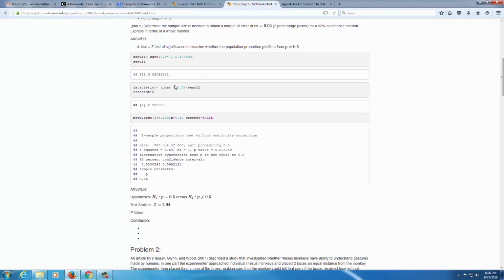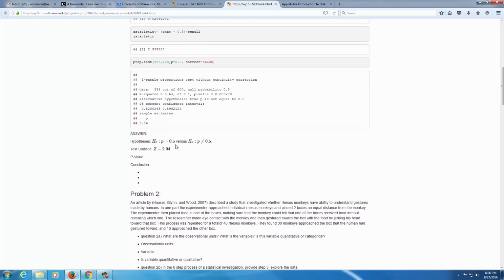In part D, I ask you to do a z-test, a normal theory test of significance about whether the population proportion is different from a half. And I've given you some of the parts of the computation. Here is the denominator of the z-statistic, and I've given you that. Here is the z-statistic itself, 2.94. Here is the prop.test command if you want to get the p-value directly from that computer command.